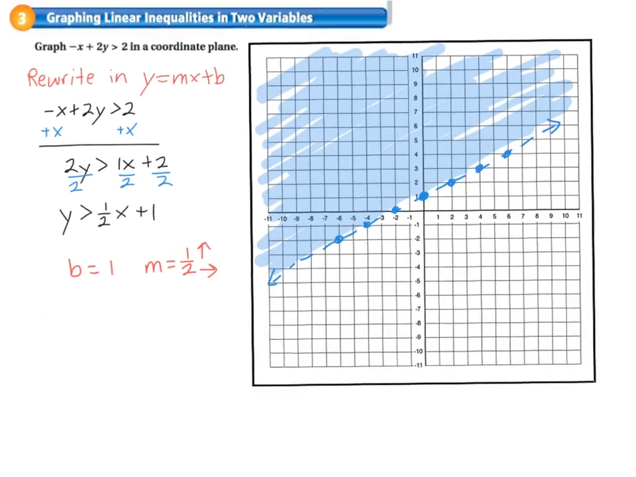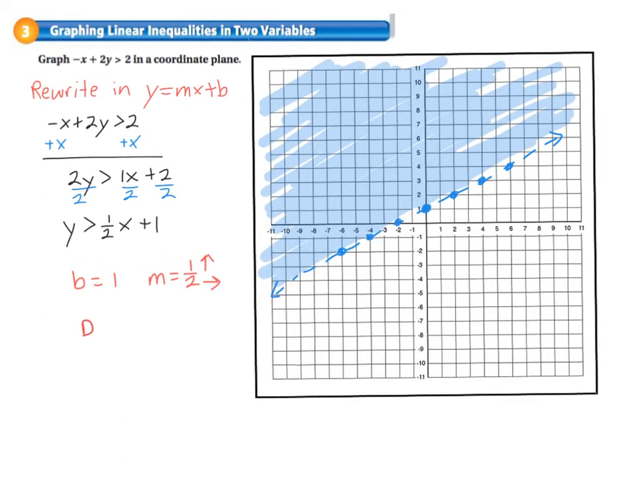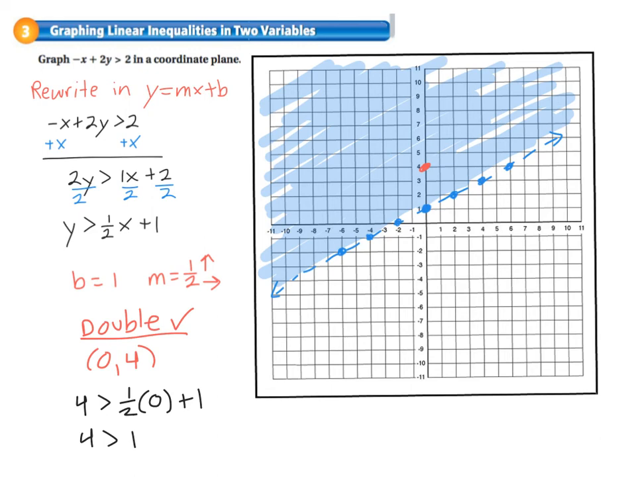Now, a way that we can double check, remember, is by picking a coordinate that's in our shaded area. So let's say I pick this coordinate. This coordinate is 0, 4. So let's plug it into our inequality, which is right here, or you can use the original one up here. I'm going to use this one to see if we get a true statement. So y I'm replacing with 4. 4 is greater than 1/2 times x, which is 0, plus 1. And anything times 0 is 0. So we just have 4 is greater than 1. This is a true statement. 4 is greater than 1, which means we shaded in the correct area.